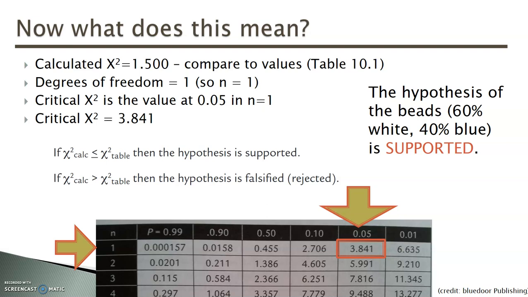60% of the marbles are white, 40% are blue. We support our hypothesis, and that's all we need to say. We don't need to say how confident we are. So as you go through the experiments for this lab, remember 10.1 was you flipping some coins to get some data. You're going to solve the chi-square for that. Was your coin flipping 50-50?